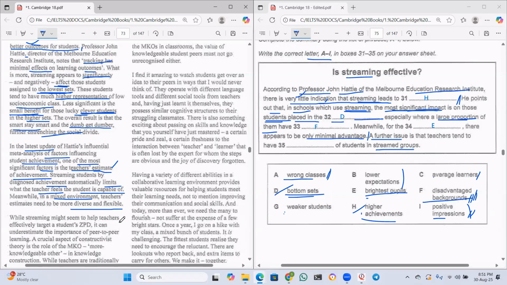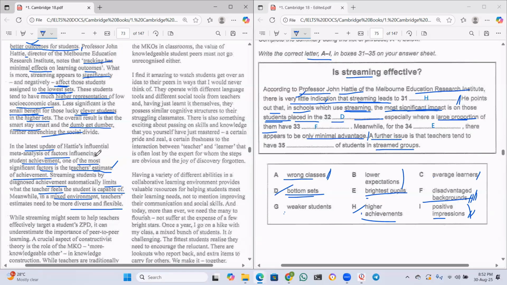Okay, right. So 35. A further issue is that teachers tend to have dash of students in streamed groups. Okay. So what is he having?